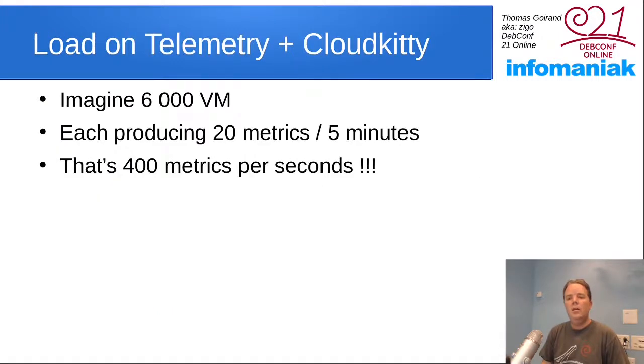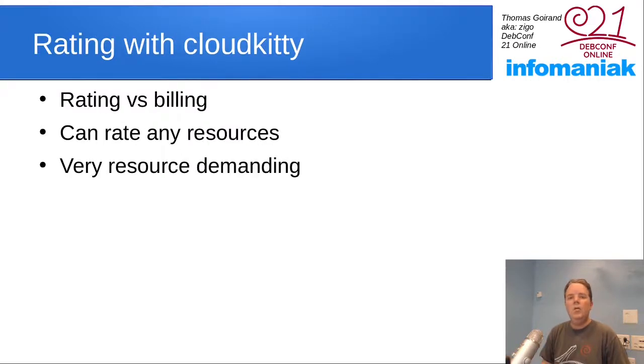The thing is, setting up telemetry and CloudKitty takes a lot of load. Just imagine that you have 6,000 VMs. Each of them would produce 20 metrics every 5 minutes. That's 400 metrics per second. So CloudKitty does rating. Rating is not billing yet. Rating is just accounting the cost of every resource of your cloud for a given project. CloudKitty can rate any resources of your deployment, like really any of it. It's kind of resource demanding and one needs to plan how to scale it.